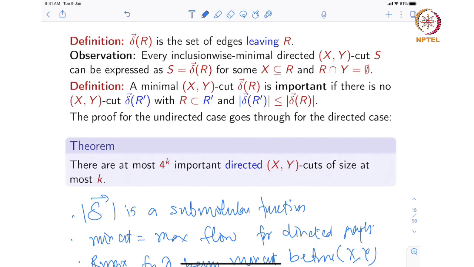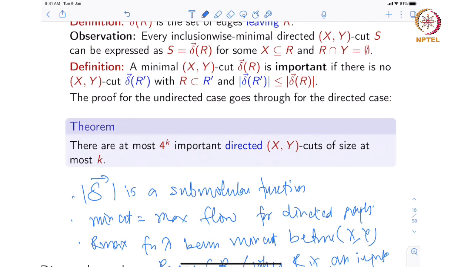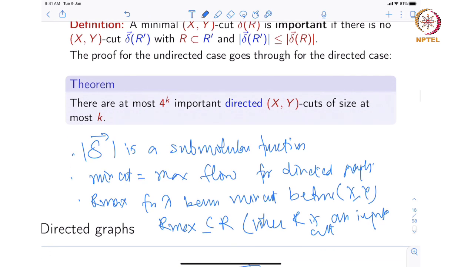So the proof for the undirected case also goes through for the directed case, and you can show that there are at most 4 to the power k important directed XY cuts of size at most k. And how do you go about doing this? Exactly like an undirected graph. You show that delta hat is a submodular function. Min cut is again equal to max flow for a directed graph.